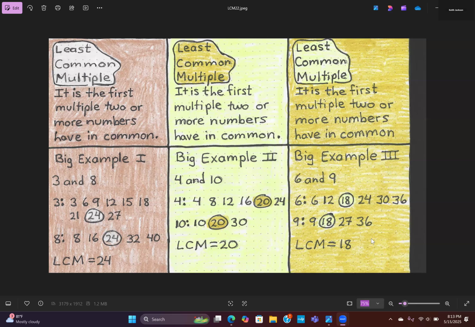I've given you a lot of information. I wouldn't blame you if you need to pause the video to take a look at these three big examples to understand the least common multiple, or replay this video as many times as you need to gain a deeper understanding of this concept.